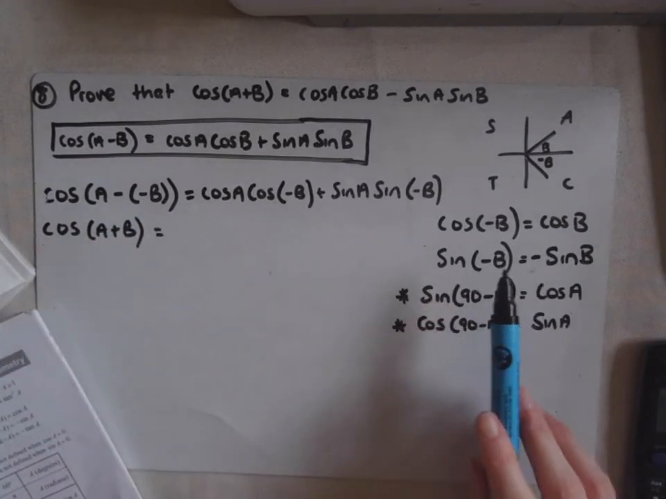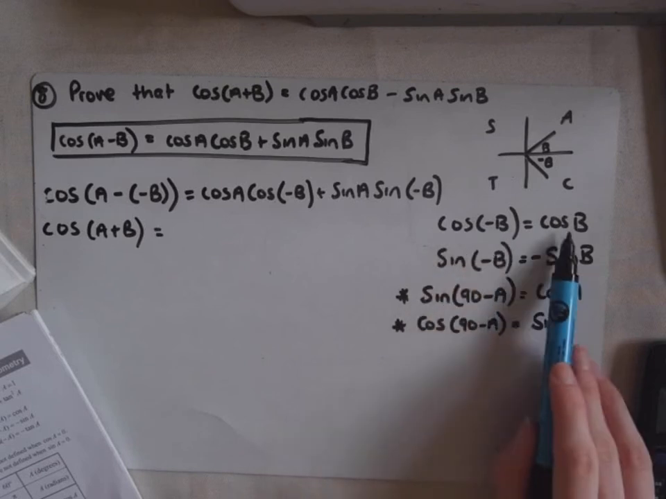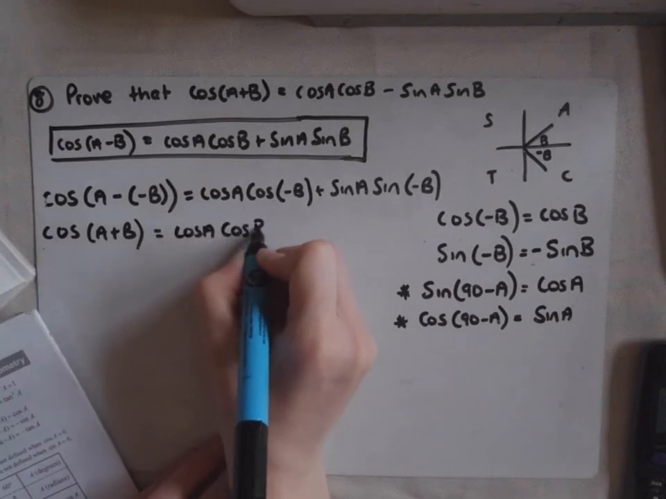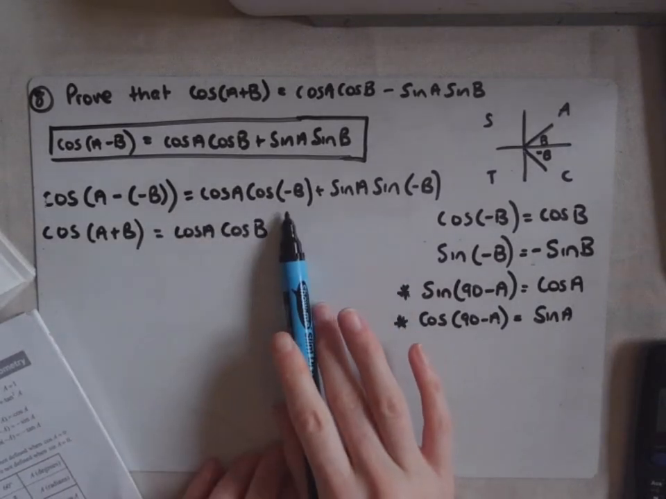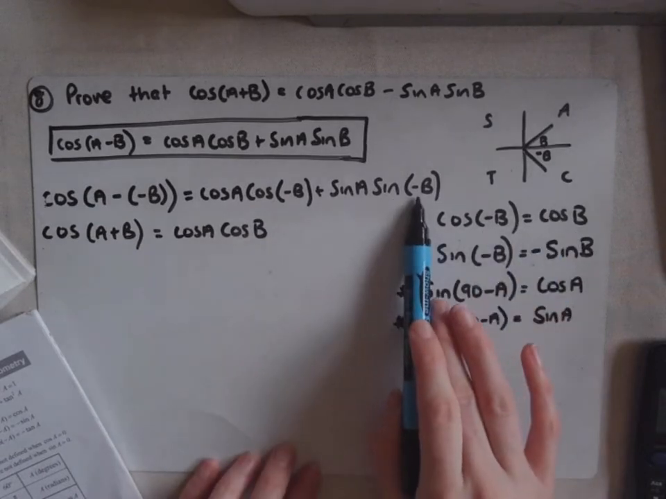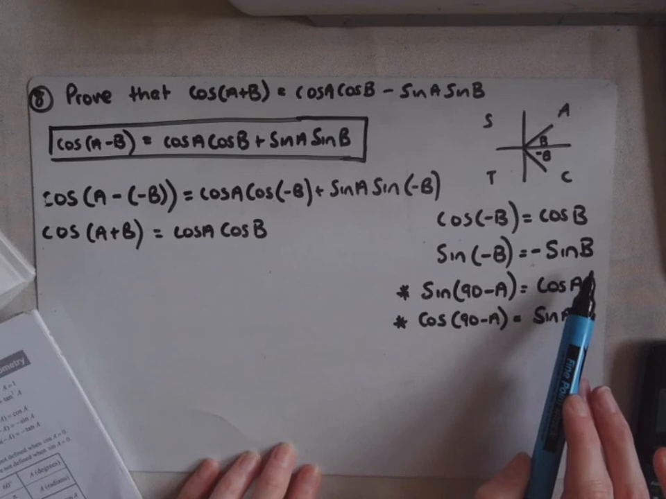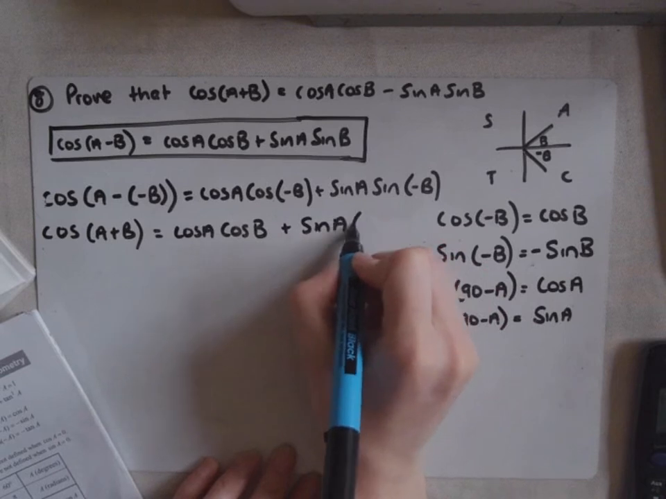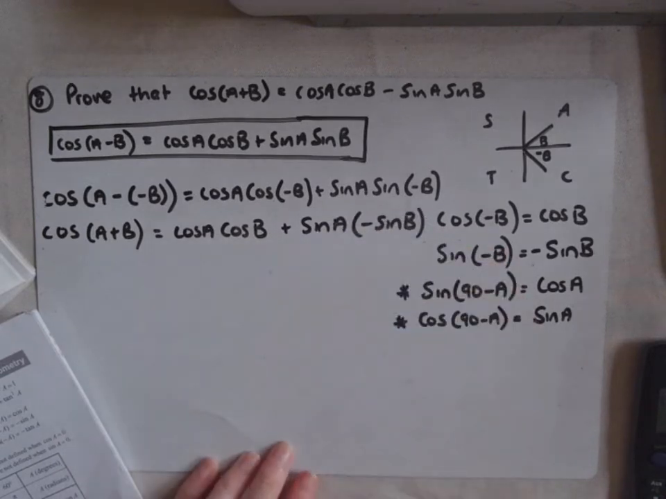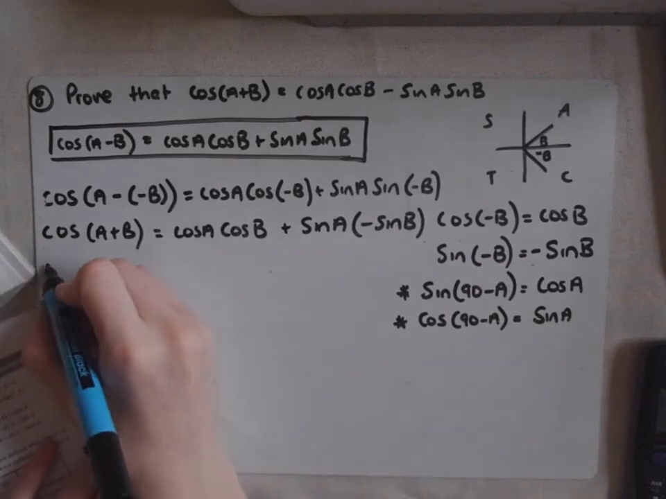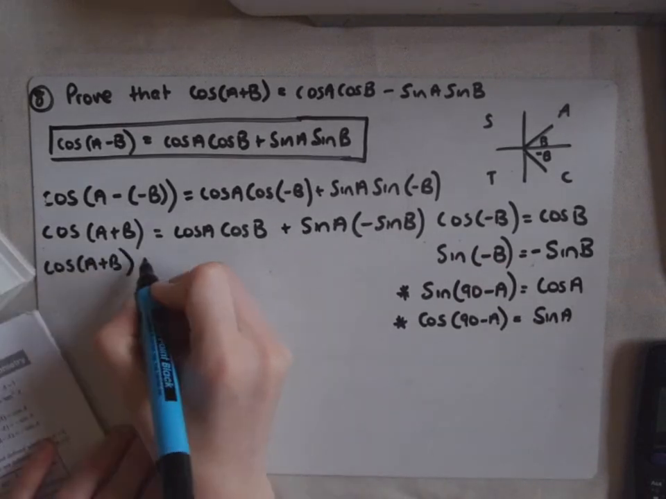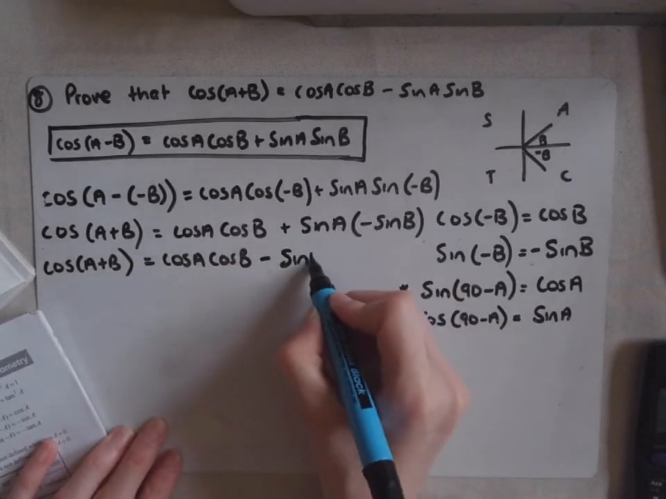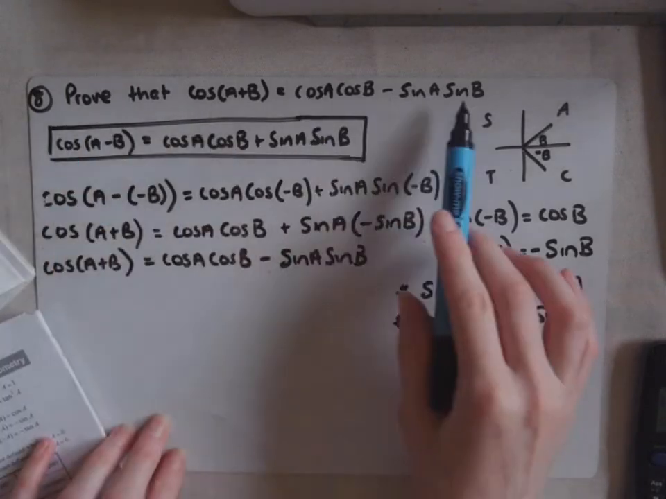Now, come back over here. We said cos of minus B is just cos of B. So this is cos A, cos B. And sine of minus B, we said, is minus sine of B. So that means I have plus sine A by minus sine B. You could skip that step in your proof. I just want you to know where it came from. So my final answer, minus comes in front, sine A, sine B. And now I've proved number 8.